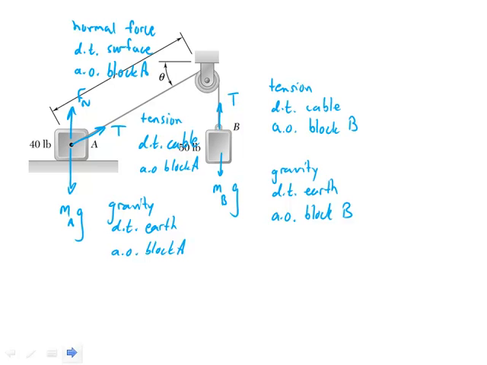So again, I've introduced tension now to the mix. There's 4 kinds of forces that we'll be working with, and you always want to define that force. Normal force, tension, gravity, and friction. Those are all of the forces that we'll be working with through the majority of this course. We may add 1 or 2 later on.